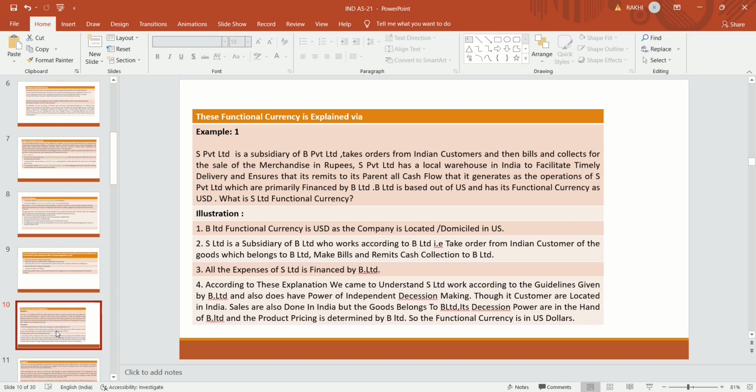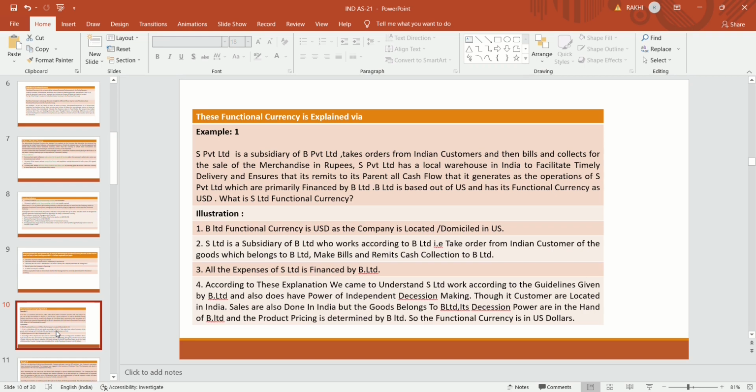So what does S Private Limited do? It takes orders from Indian customers for goods which belong to B Private Limited, meaning S Limited does not have its own goods. All the goods which S Private Limited sold belong to B Private Limited. S Limited only takes orders from customers in the Indian market, makes bills and remits cash to B Private Limited. All the expenses of S Private Limited are to be borne by B Private Limited.